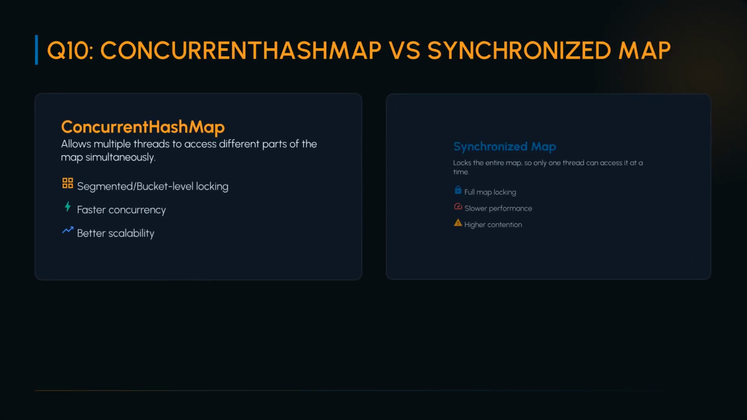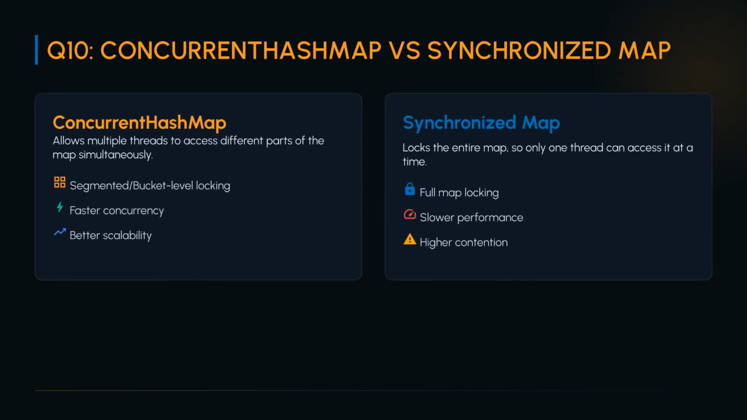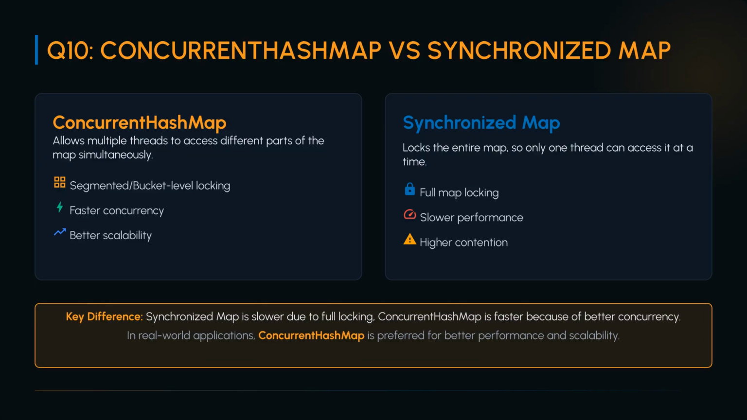Next question they asked me was on the difference between ConcurrentHashMap and Synchronized Map. This is a very popular question, so always be prepared for this. Synchronized Map locks the entire map, so only one thread can access it at one time. ConcurrentHashMap allows multiple threads to work on different parts simultaneously. So in real applications, ConcurrentHashMap is preferred because it gives better performance. And they asked me a follow-up question on the implementation of ConcurrentHashMap and Synchronized Map. I explained that as well. So please be prepared for that.